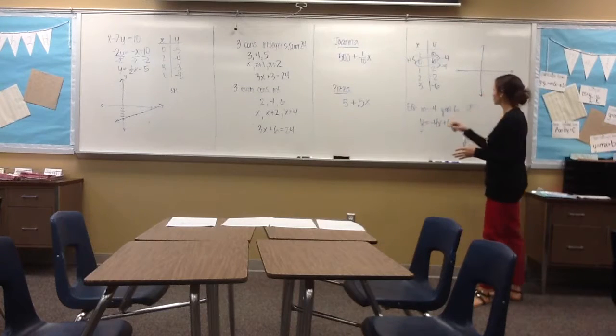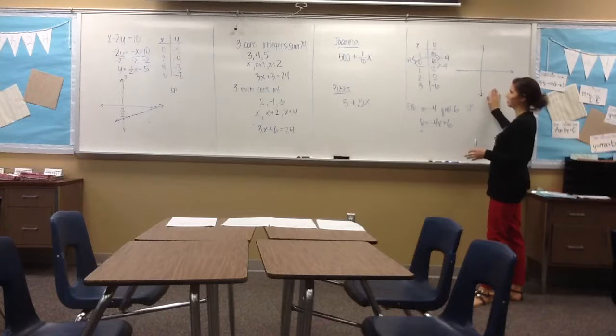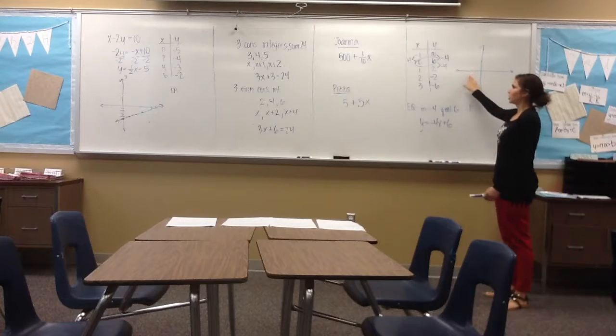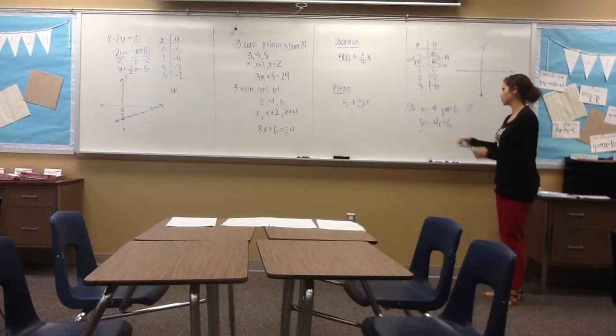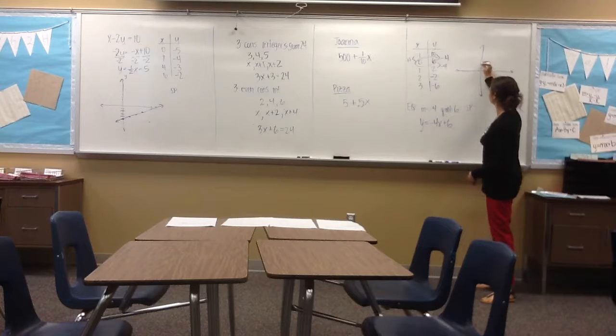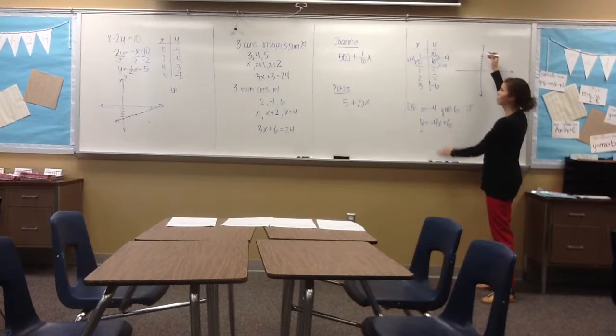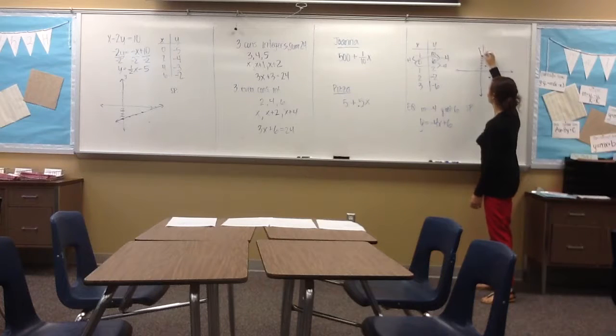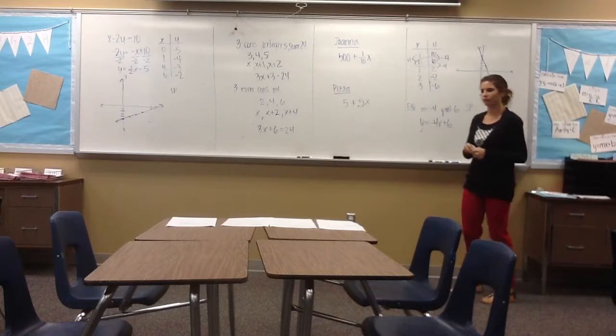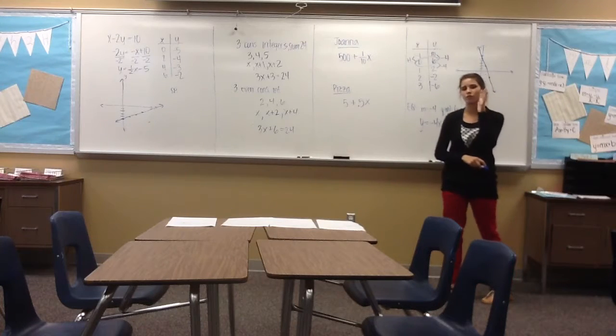And then for our graph, you could either plot the points or you could start up at 6 and then go down 4 and over 1. 1, 2, 3, 4, over 1. 1, 2, 3, 4, over 1. And that is our graph. So those are the first 4, so 5 more.